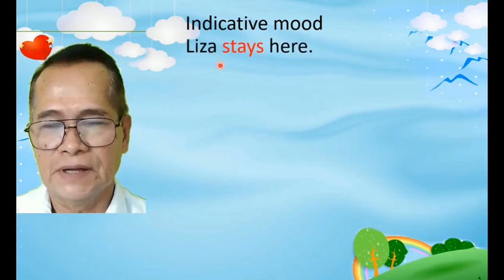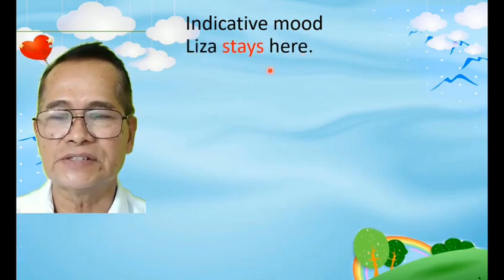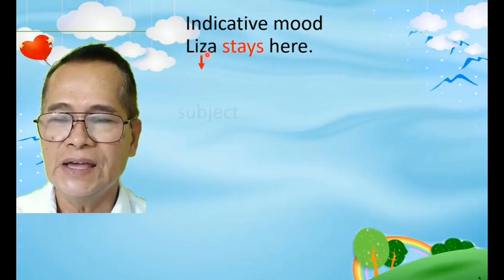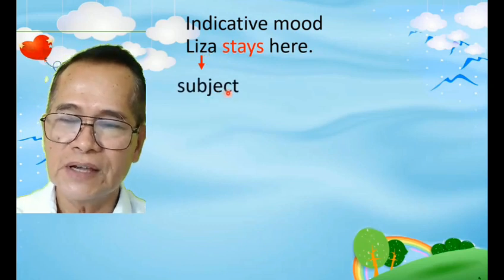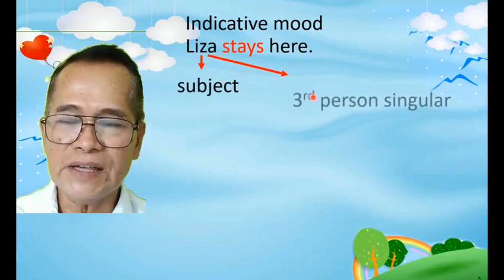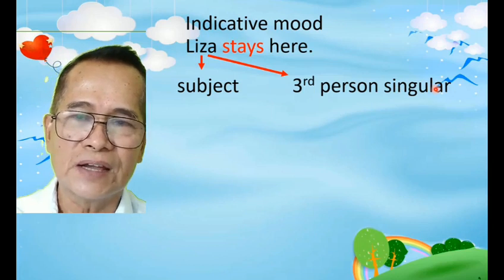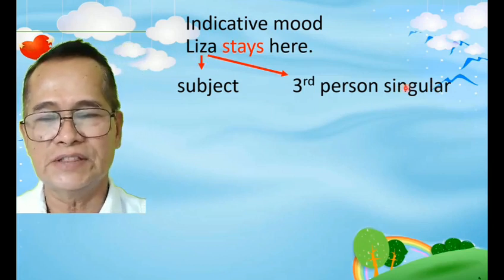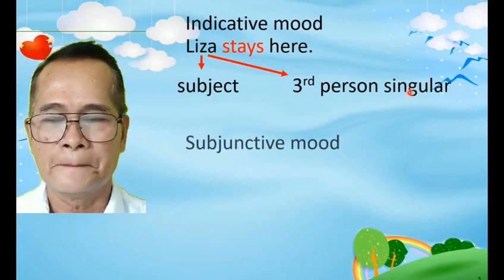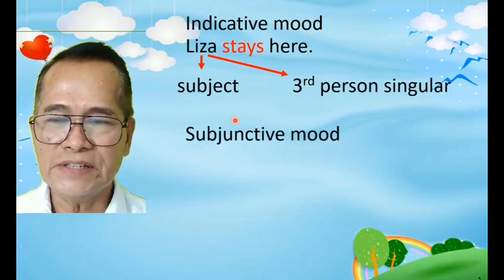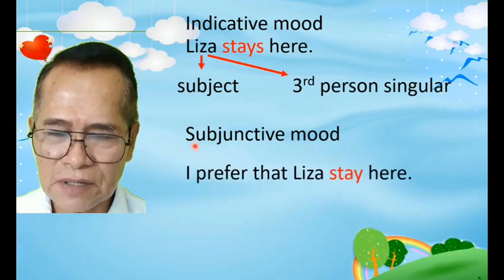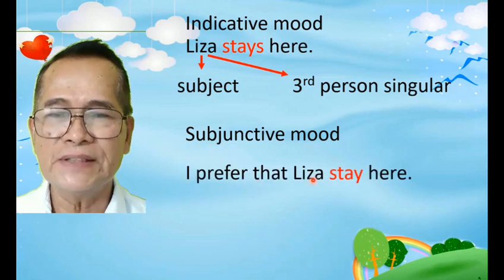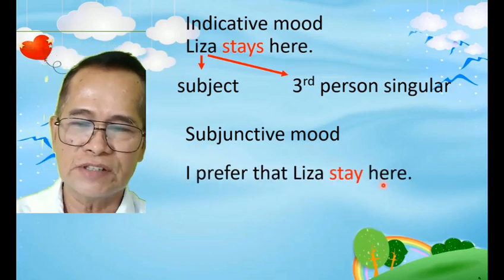Now, here is an example. Lisa stays. Alright, here, Lisa is our subject and Lisa is in the third person singular. Kasi si Lisa ang pinag-uusapan. So, this is in the third person singular. And now, for the subjunctive mood, I prefer that Lisa stay here. Now, notice the difference.